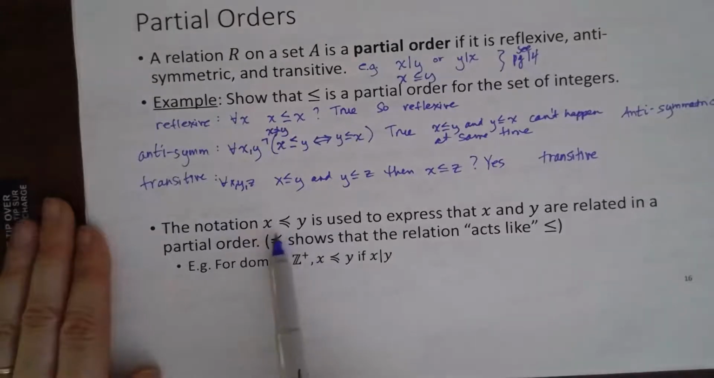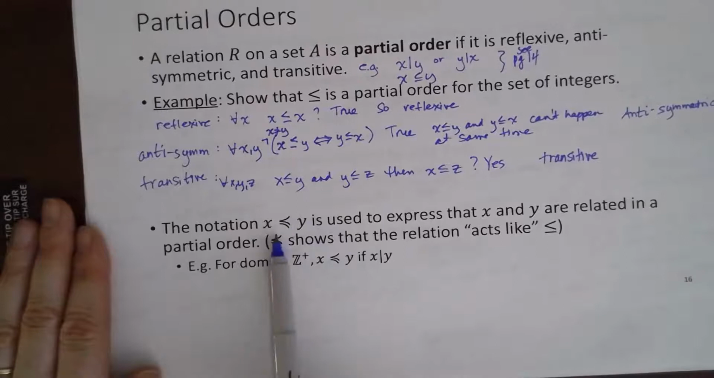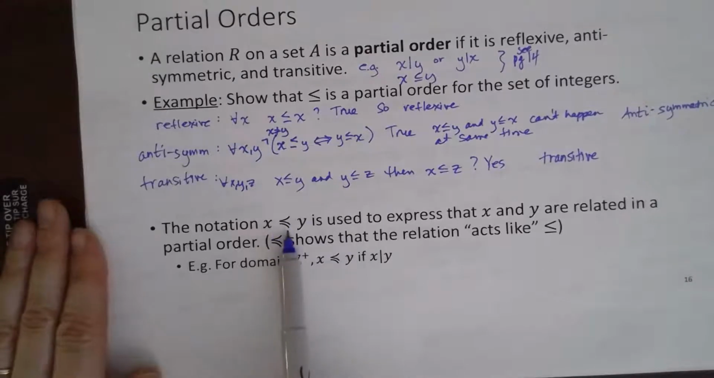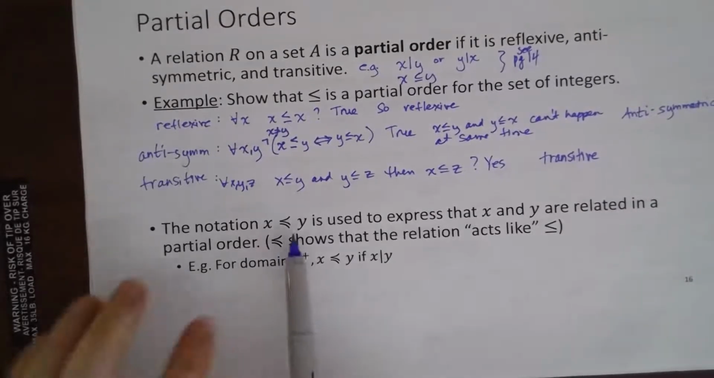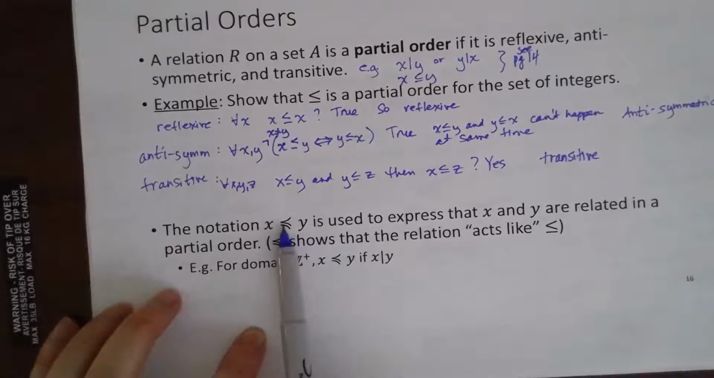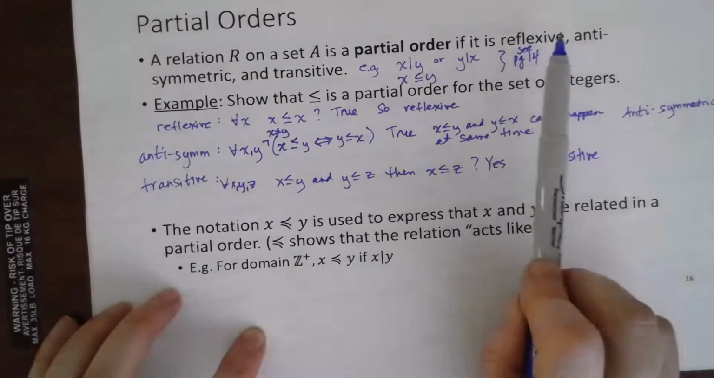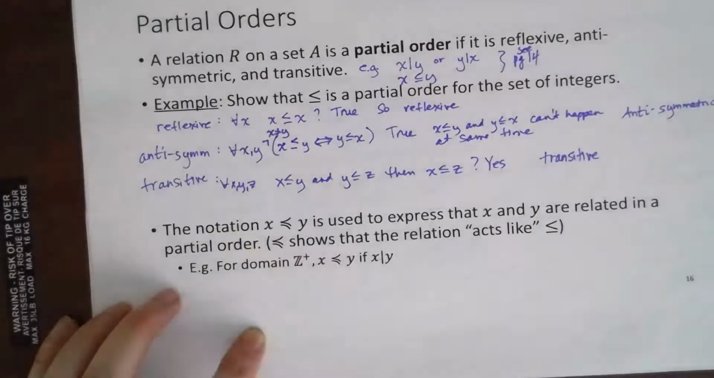So instead of using an R to say x R y, we replace that R with this symbol to show it's a special kind of R. It's not just any old relation, it's a partial order relation. So if I see this symbol here, I know it's a partial order, and I know then, oh, it's reflexive and antisymmetric and transitive.